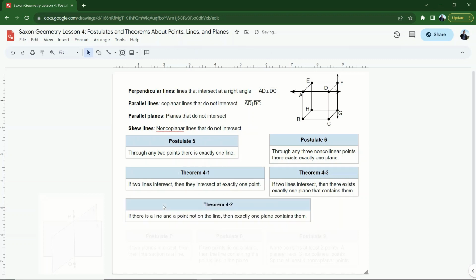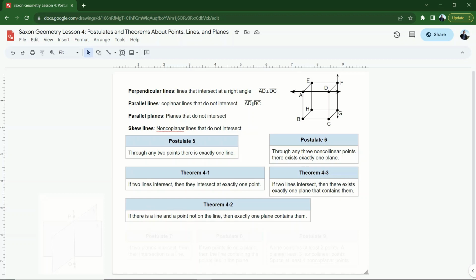Let's take a look at another one. Theorem 4.2. I did this one out of order. I apologize. I'm just going to leave this in the video, but I should have done 4.2 before I did 4.3 because this is the second one that comes up in chapter 4. If there is a line and a point not on the line, then exactly one plane contains them. I could have probably come up with some reason why this would be after the other one, but oh well.